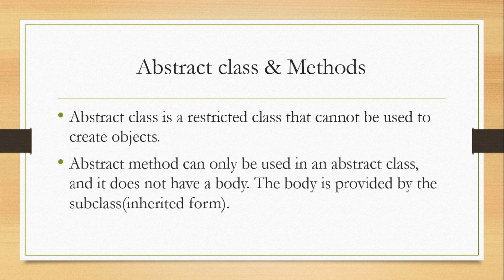The second rule: an abstract method can only be used in an abstract class, and it does not have a body. The body is provided by the subclass inherited from it. Now what does it mean? Whenever we are going to use the abstract concept, we use it via methods. Whenever we make abstract methods in a class, that class has to be abstract. It means I'm going to declare that class with the abstract keyword.